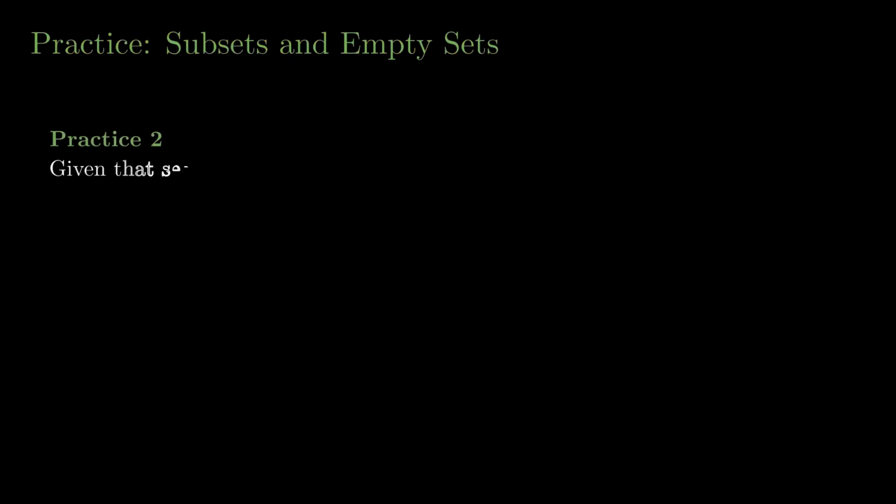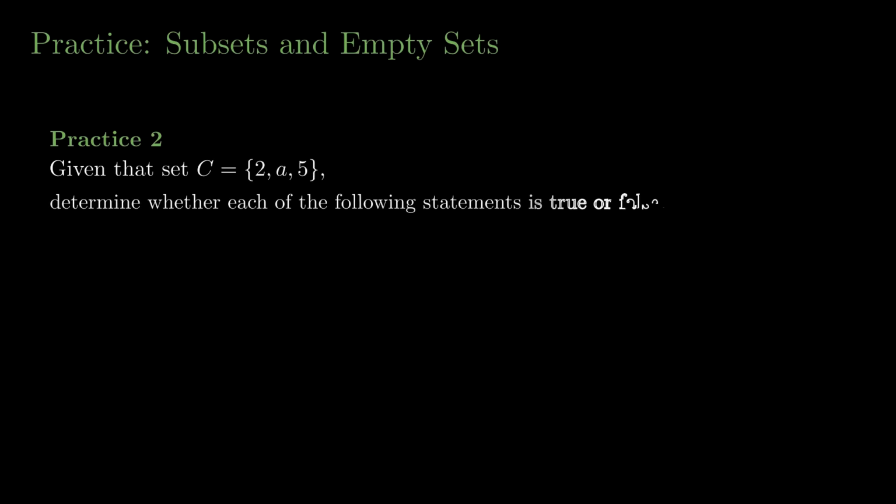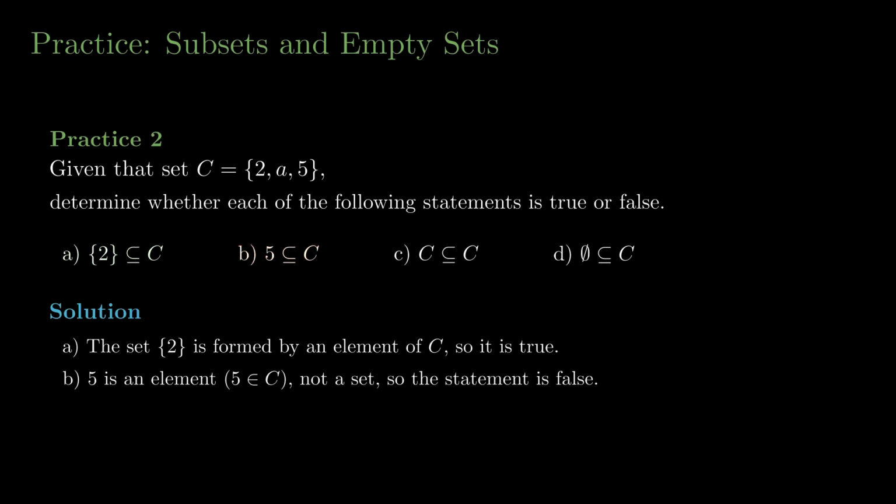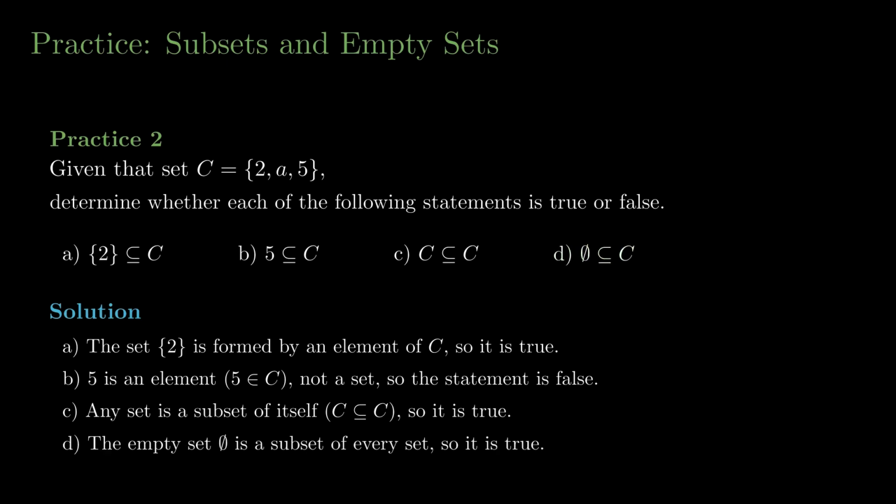Let's check our understanding with a practice problem. Given that set C equals 2, A, and 5, determine whether each statement is true or false. For A, the set containing 2 is a subset of C, so it is true. For B, 5 is an element, not a set, so using the subset symbol makes it false. For C, any set is a subset of itself, so it is true. Finally, for D, the empty set is always a subset of any set, so it is also true.